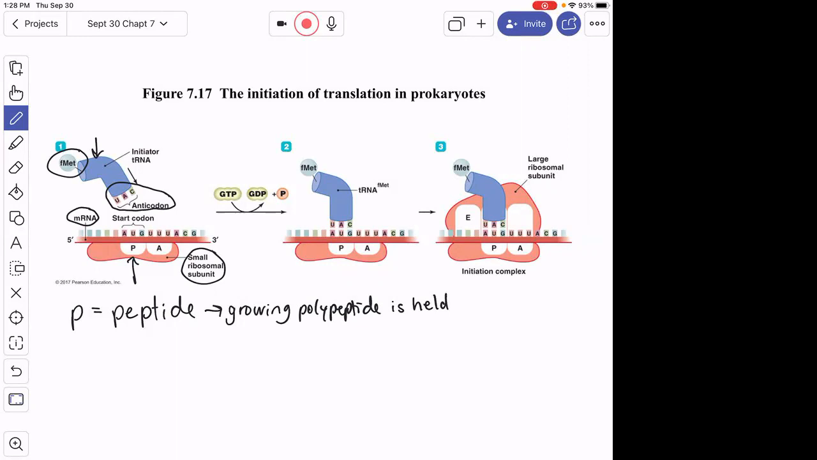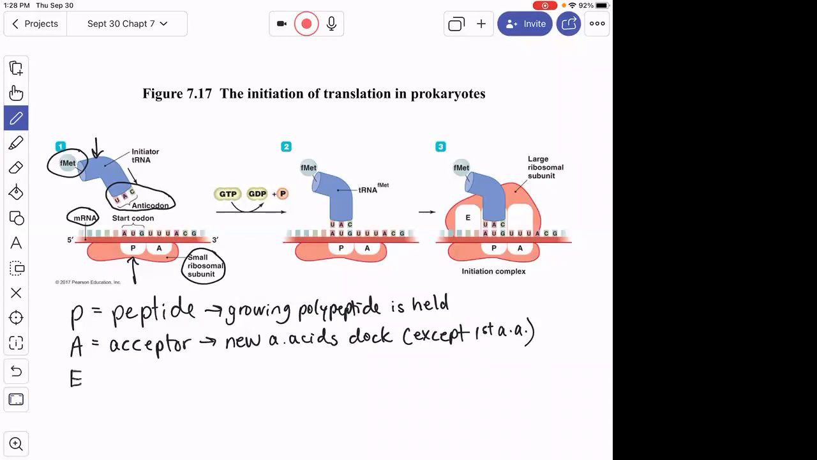The A site, typically that's short for acceptor site, and that's where the new amino acids dock, except for the first amino acid. You can see that first amino acid actually docks right there at the P site. All the other ones are going to come in and land at that A site of the messenger RNA. And then there's another site, an E site, that stands for the exit site that we'll get to shortly.